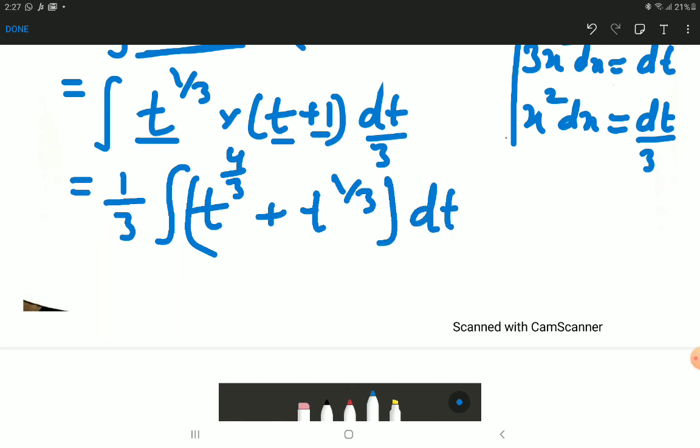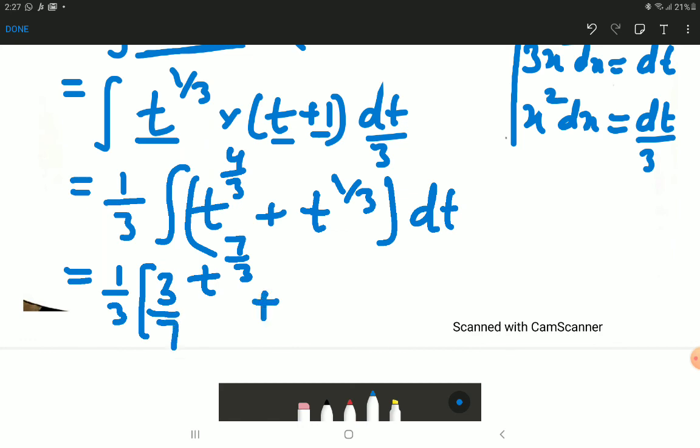And then you can use the formula: integration of x raised to the power n dx is x raised to the power n plus 1 upon n plus 1. 1 by 3 is out, it will stay out only. Integration of t raised to the power 4 by 3 is t raised to the power 4 by 3 plus 1, that is 7 by 3, upon 7 by 3, means into 3 by 7, plus integration of t raised to the power 1 by 3 will be t raised to the power 1 by 3 plus 1, which is 4 by 3, upon 4 by 3, means into 3 by 4, plus c.